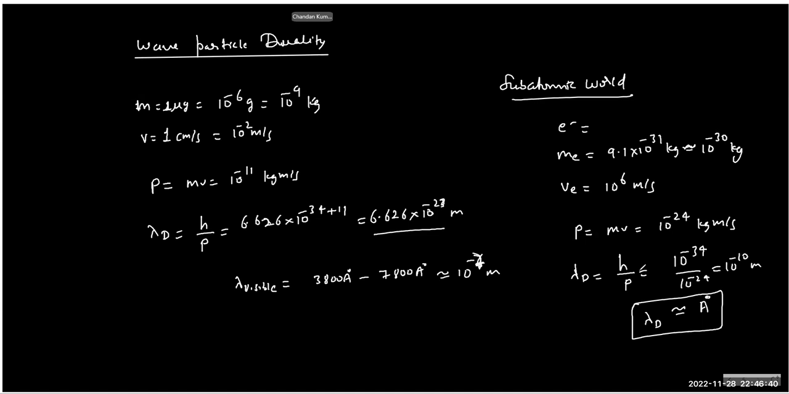But the real part is that we talk about the day-to-day life in which we live. And imagine your mass and your velocity. The wavelength will be even smaller, isn't it? See, I took a very light particle to divide H by P, and the smaller the P will be, the more lambda I'll get. So even the lightest particle is having so much wavelength. Imagine our wavelength. Can we really observe such a wavelength? 10 power minus 30?